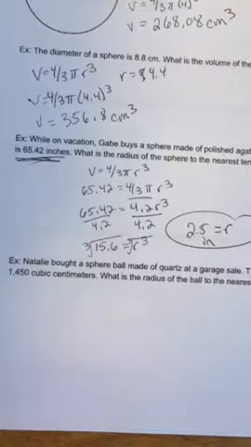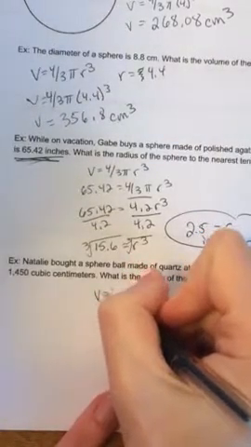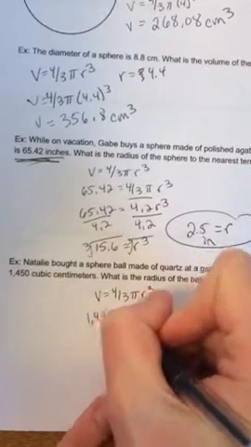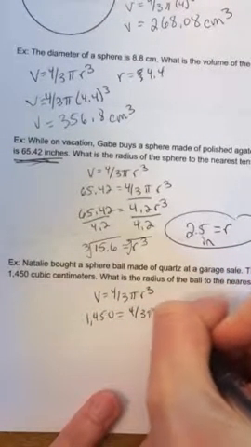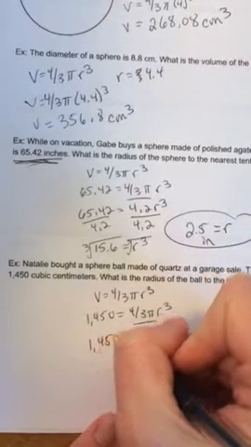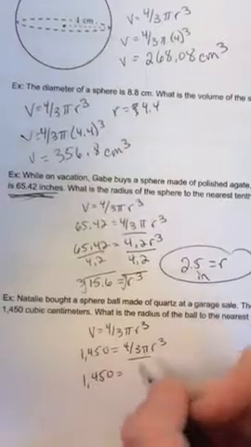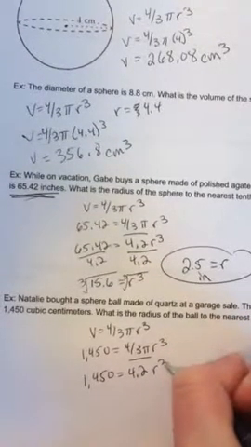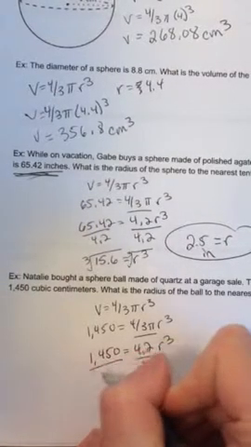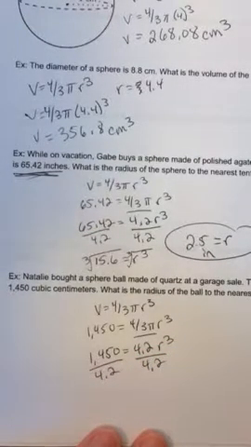So Natalie bought a sphere ball made of quartz at a garage sale. The volume of the ball is 1,450 cubic centimeters. What is the radius of the ball to the nearest centimeter? So we have V equals 4/3 pi r cubed. I'm going to plug in 1450, and I need to solve for r. Again, I need to do 4/3 pi, and that's going to be the same as what we got up here, which is 4.2. You can retype it in the calculator every time if you need to, but since I know it's the same number, I can just keep it in my head. I'm going to divide both sides by 4.2.